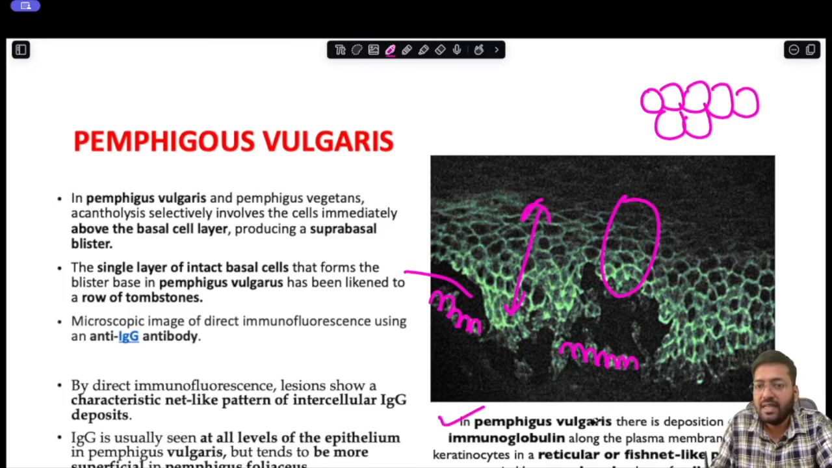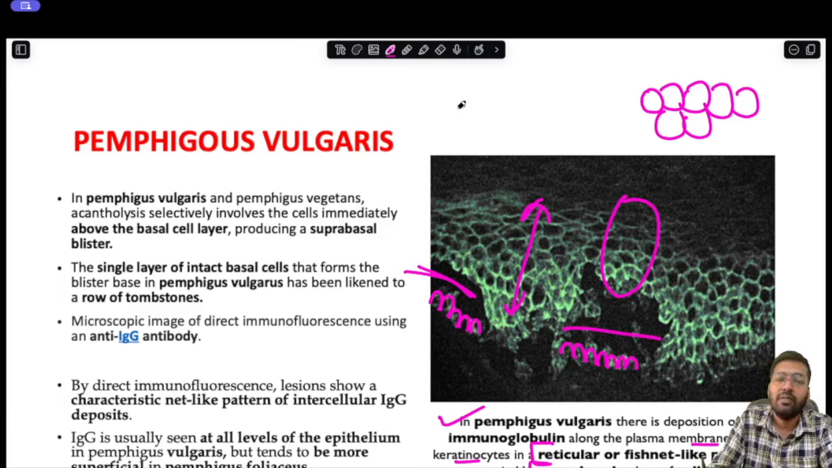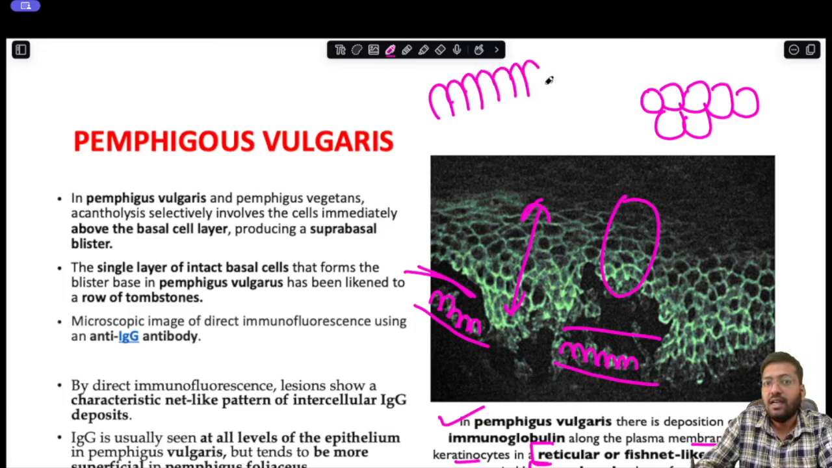So in pemphigus vulgaris, there is deposition of immunoglobulin along the plasma membrane of the keratinocytes in a reticular or fish net like pattern, also called a lace like pattern. Along with that, you have suprabasal loss of cell to cell adhesion, or acantholysis, so you see the separation just above the basal layer. Just as when a person dies, especially among Christians, they put up stones like this, this gives an appearance of a row of tombstones.